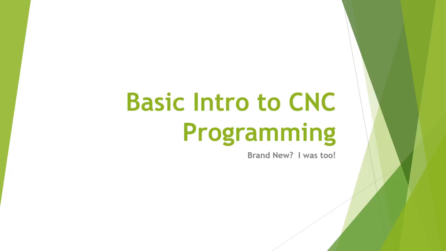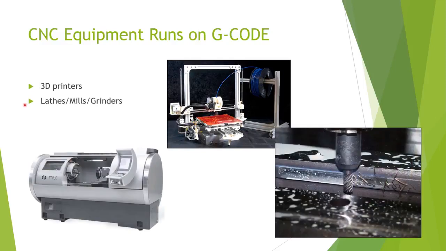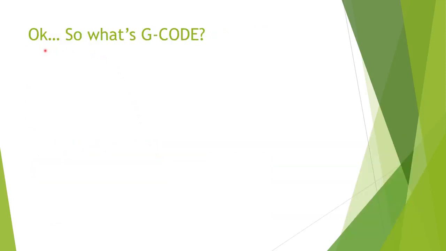Hey guys, if you're new to CNC programming and would like some tips to get you started, that's what this video is for, so let's jump right in. First of all, CNC equipment runs on G-code. This ranges from your hobbyist grade 3D printer to conventional manufacturing equipment like mills and lathes to non-traditional stuff like EDM machines or lasers. Assuming you know this much, the next question becomes, okay, so what is G-code?